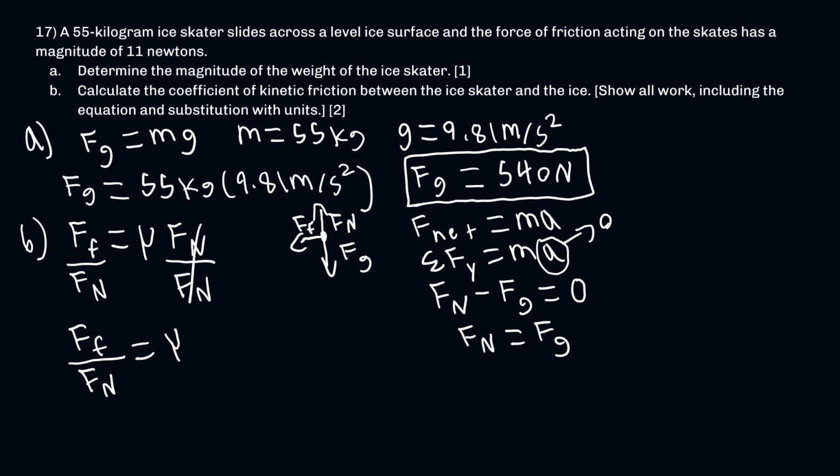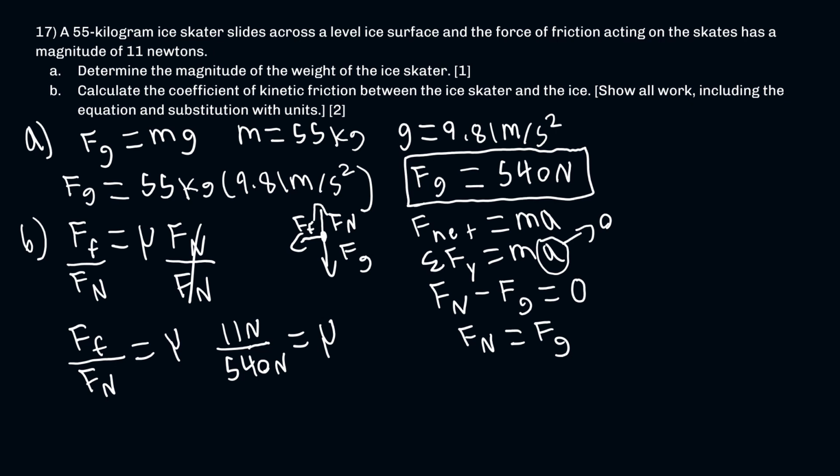Now just plugging in my two things. So I have the force of friction, which is given to me as 11 newtons. So I'll put it next to it. So 11 newtons. Now this is the Ff over Fn equals mu. Now I have the substitution with units. We have 11 newtons over the normal force, which we determined to be the force of gravity. We got that in the first part as 540 newtons, and that is equal to mu. So that part here is all 1 point. Having my equation and then just substitution with units, that's 1 point in the question.